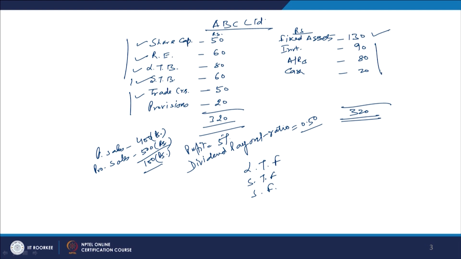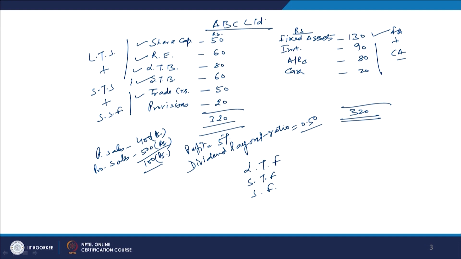So, inventory, accounts receivables, cash, all of these are the current assets. So, we have both fixed assets plus the current assets, and here we have 3 sources: the long term sources, plus the short term sources, plus the spontaneous sources of finance, right. We have 3 sources.